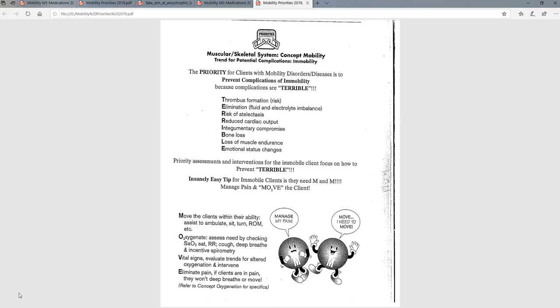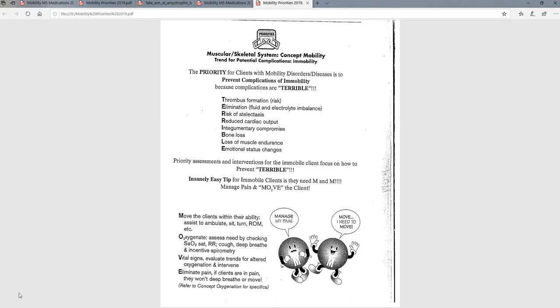Incentive spirometer, cough and deep breathe. The incentive spirometer forces them to take a deep breath and open up those airways. Again, those patients have integumentary compromise. What does that mean? Skin breakdown. So what do we do? What is your nursing intervention? Turn the patient. How often?